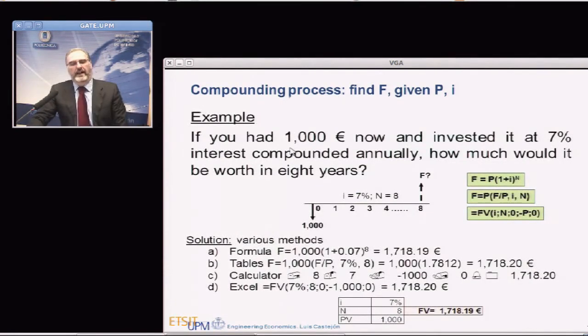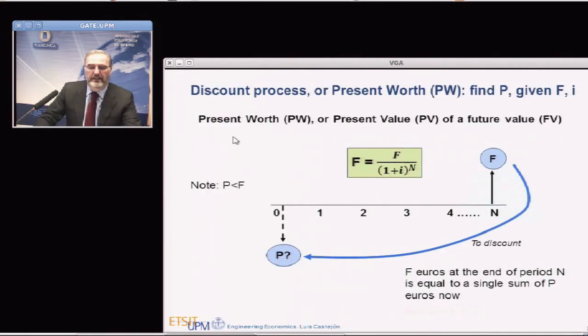For example, if you have today 1,000 euros and you invest it at 7% interest compounded annually, how much would it be worth in 8 years? We can apply any kind of formula: the direct formula, the table in the book, looking for the factor in the tables, or also the Excel formula. You can program Excel with this formula. I prefer doing that. All of them give us the same result. The future value is 1,718.19 euros.